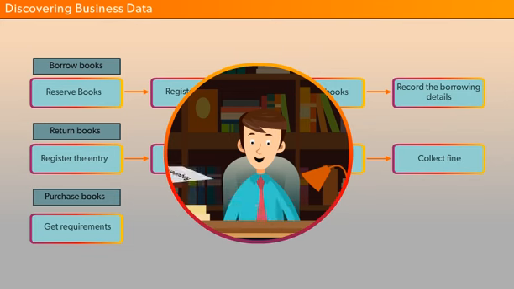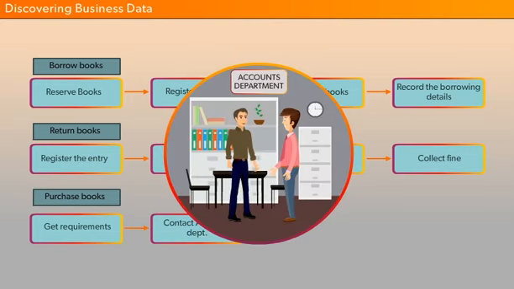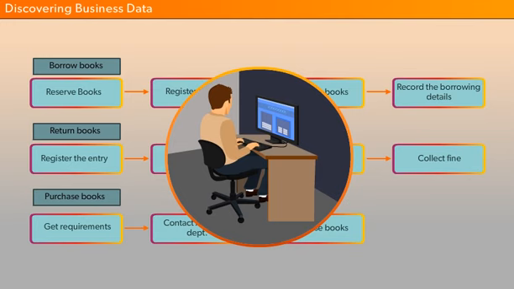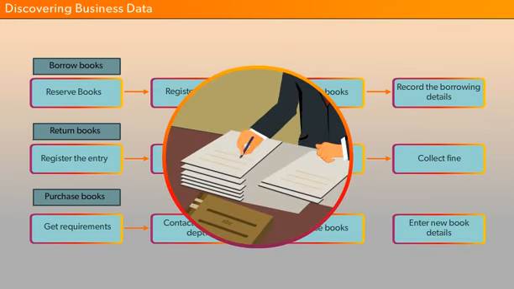Activities involved in purchasing books. Librarian gets the requirement for books. He contacts the accounts department for the purchase of books. He orders the suppliers and purchases the books. He enters the book details in the records.